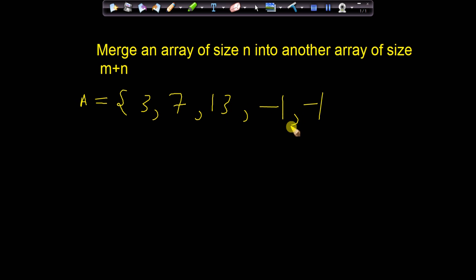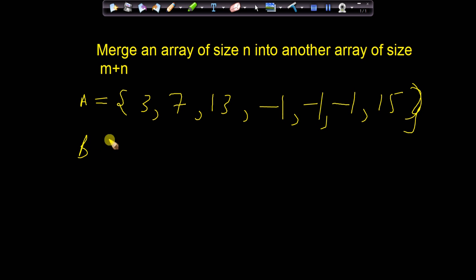Let's consider all the elements of an array. A proper element of an array A is positive. Minus 1 represents here an empty location in this array. So this is a sorted array, sorted in the sense these positive numbers are sorted and these minus 1 represent available spaces.